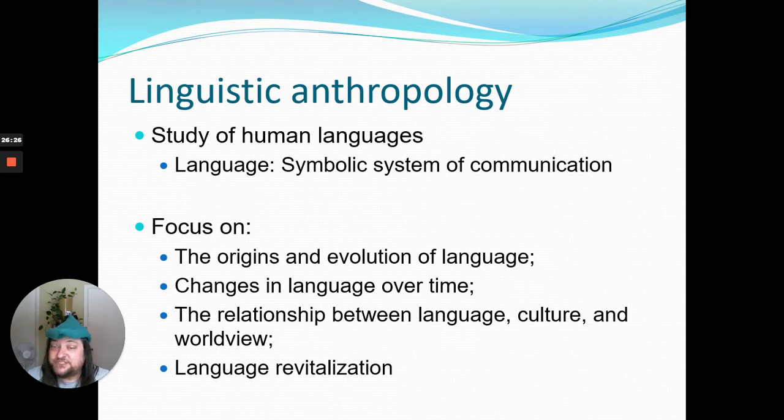Linguistic anthropologists are interested in changes in language over time, which is, again, really fascinating because you can look at how different languages are connected with each other when you talk about these big language families and things like that. The relationship between language, culture, and worldview. There's so much cultural information that is stored in a language.